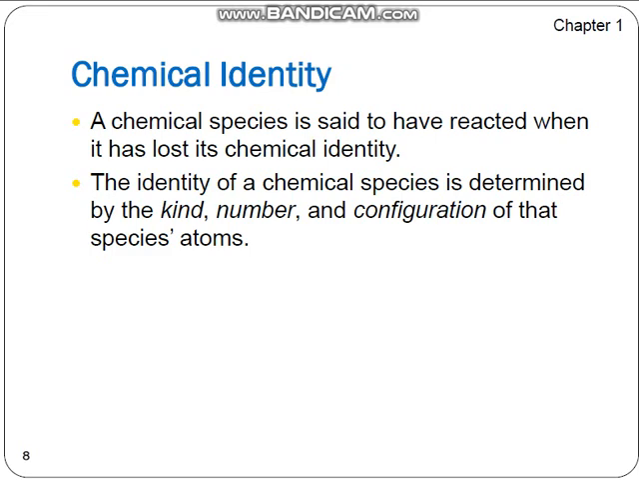So three different things can be changed. Either the hydrogen atom changes itself, or the number of hydrogen atoms in that molecule changes, or the configuration, how those hydrogen atoms are linked together or with other atoms, may be changed. So in either of these cases, we will say that the chemical identity of that particular chemical species has changed, and therefore it has reacted and a reaction has occurred.